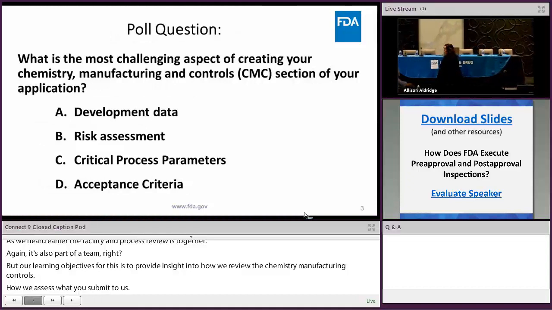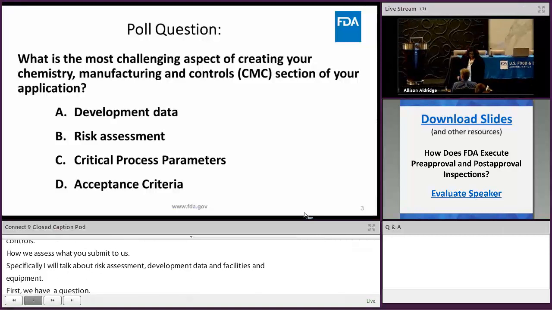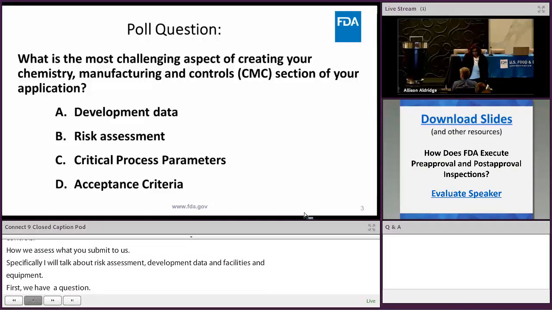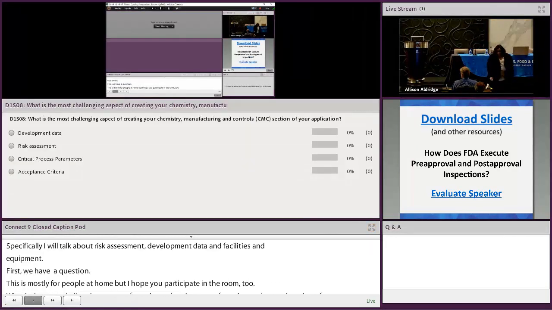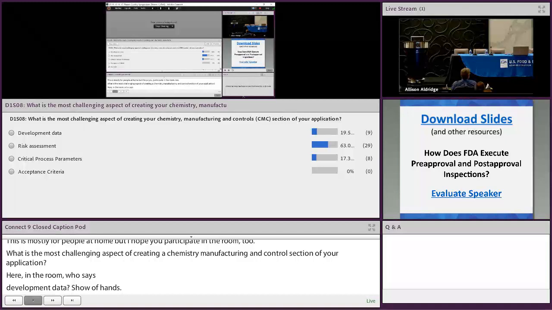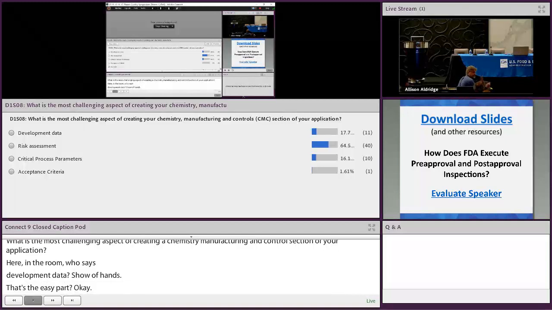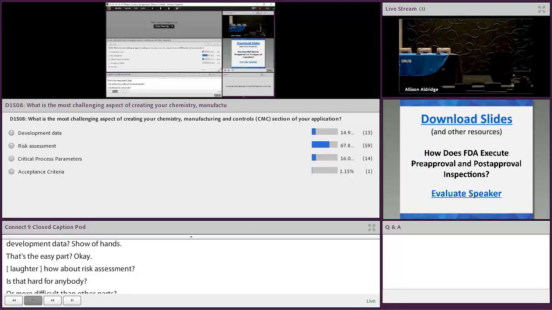First, we have a poll question. And this is mostly for our people at home, but I hope you participate in the room too. What is the most challenging aspect of creating your chemistry manufacturing controls section of your application? So here in the room, who says development data? Show of hands. Oh, that's the easy part? Okay. How about the risk assessment? Is that hard for anybody or more difficult than other parts? So I see some hands about risk assessment. I even see somebody way back in the back raise their hands.